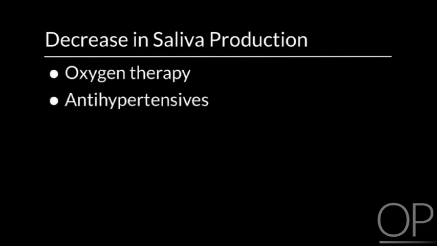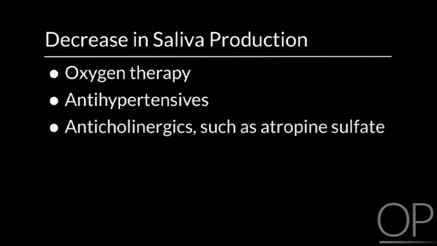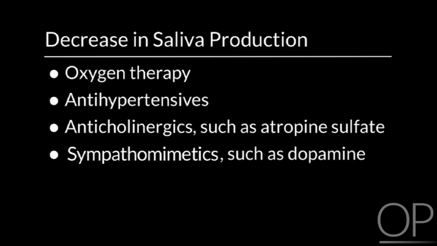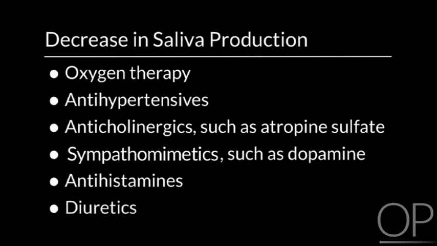Saliva production can also be decreased by the use of oxygen therapy, antihypertensives, anticholinergics such as atropine sulfate, sympathomimetics such as dopamine, antihistamines, and diuretics. Oral hygiene keeps mucosa and lips clean, soft, moist and intact, and removes debris and plaque without damaging the mucosa.